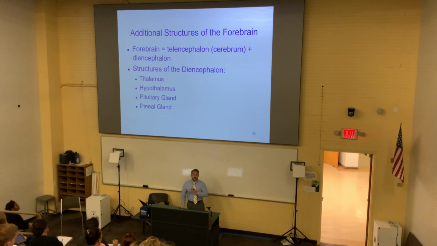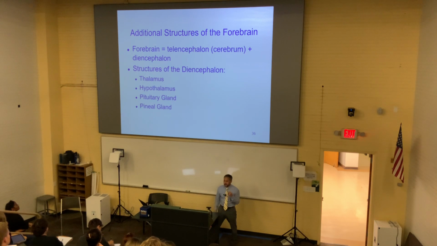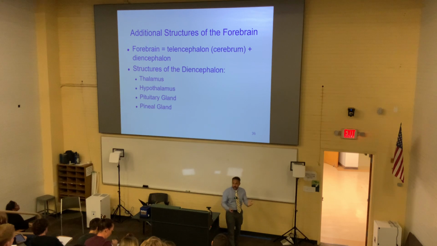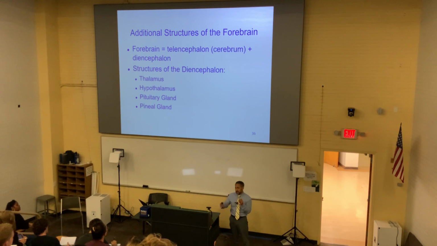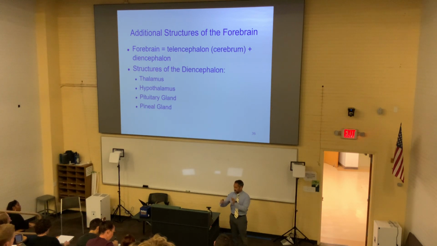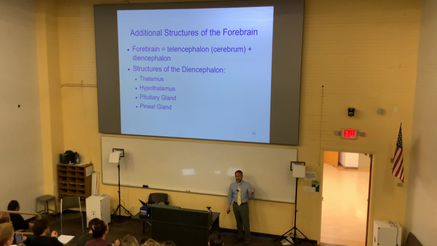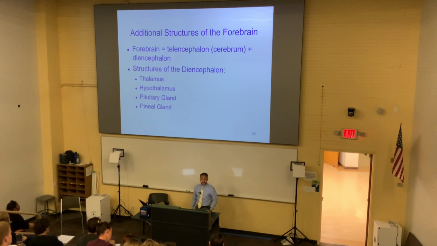So let's finish out this theme of different structures of the forebrain. The forebrain is made up of the telencephalon and the diencephalon. The telencephalon is the cerebrum, and on the exam I'll use the terminology cerebrum. Depending on if I'm feeling cheeky, I might put telencephalon in parentheses, just to reinforce the terminology, but I'm not going to ask you to memorize these old Greek terms. Now, the diencephalon: the thalamus, the hypothalamus, the pituitary, and the pineal gland. That's what we're going to cover next.